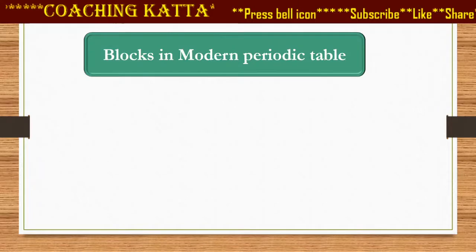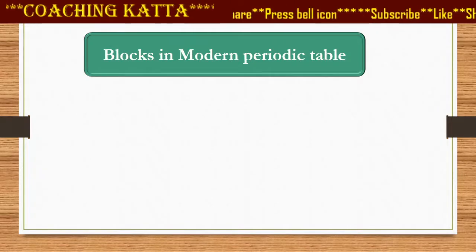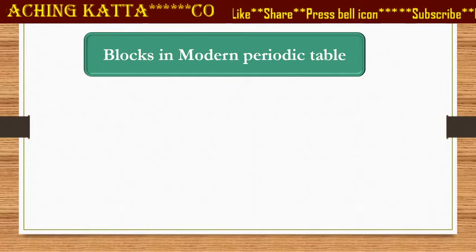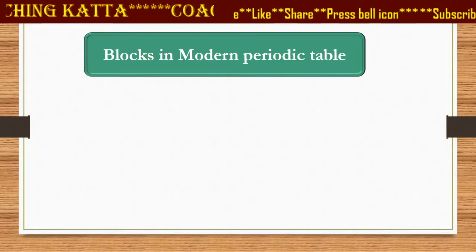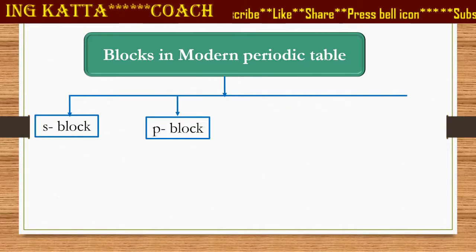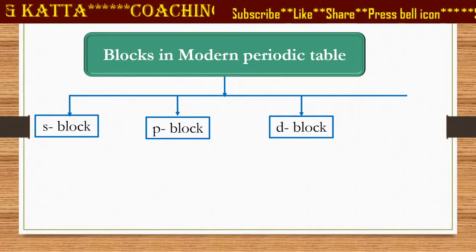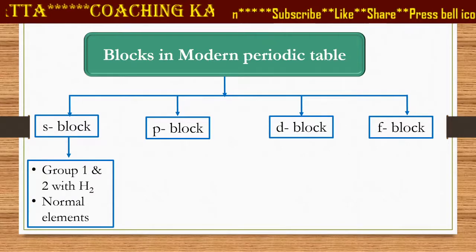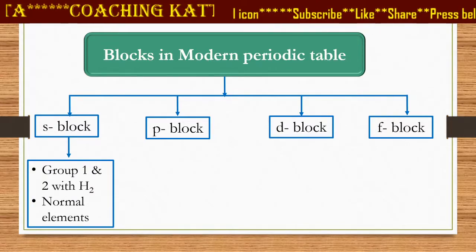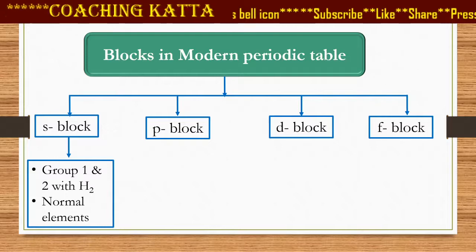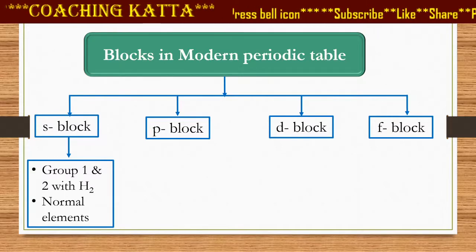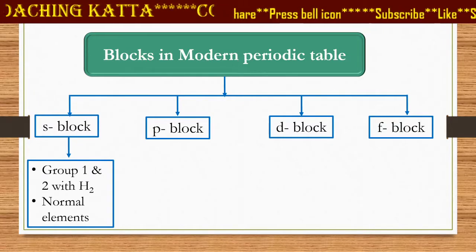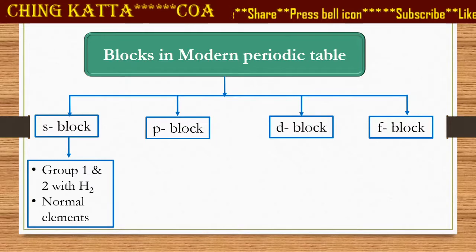Now let us study the blocks of the modern periodic table. The entire periodic table is divided into 4 blocks called S block, P block, D block and F block elements. The S block contains group number 1 and 2. These elements are called normal elements. All elements are metals except hydrogen.